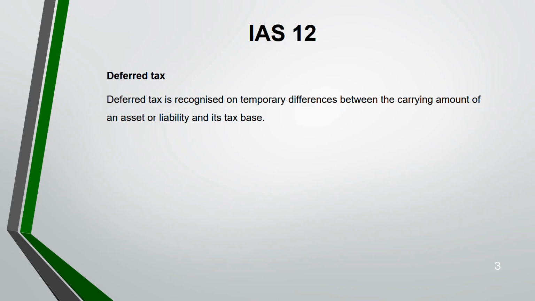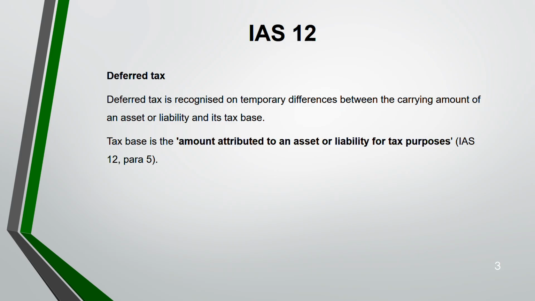Why does deferred tax arise? Number one, because the accounting profit that you have calculated and the taxable profit, there's a difference. Sometimes the amount that you're deducting to get the profit, for example, depreciation, is not allowable for tax purposes. That's where that difference occurs, and that difference is only temporary. Over the long term, there will be no difference. It will be both the same. So that's why there's a difference between the carrying amount of your asset and liability and its tax base. What is tax base? The amount attributed to an asset or liability for tax purposes.